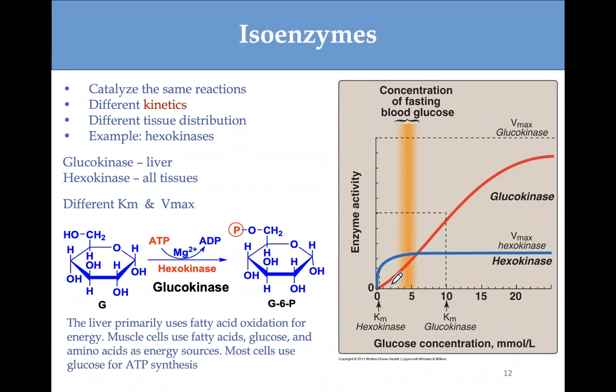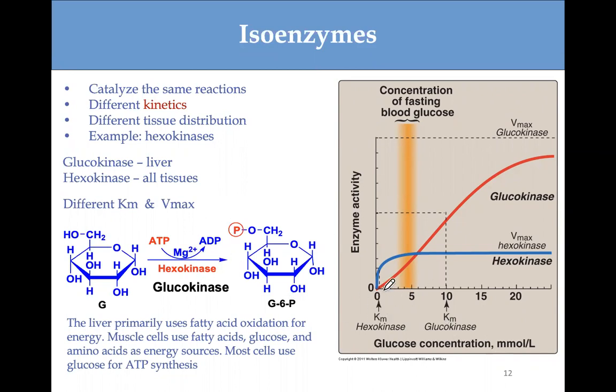Now in the graph, the red one is glucokinase and the blue one is hexokinase. You see the Km for hexokinase is almost at 0, however the Km for glucokinase is at 10. So what does that mean? It means that hexokinase has higher affinity for its substrate. What's our substrate? It's glucose.